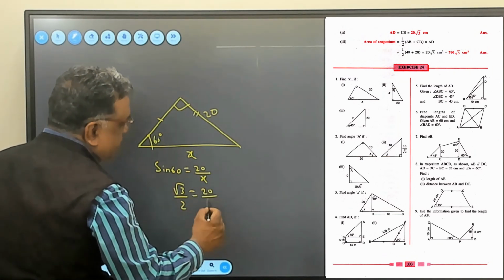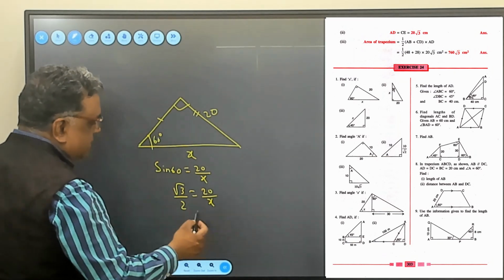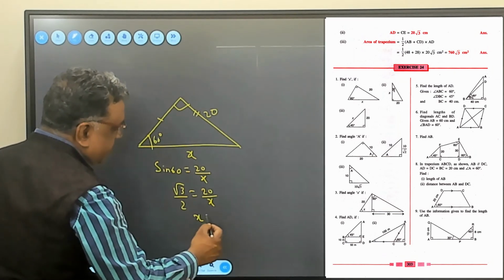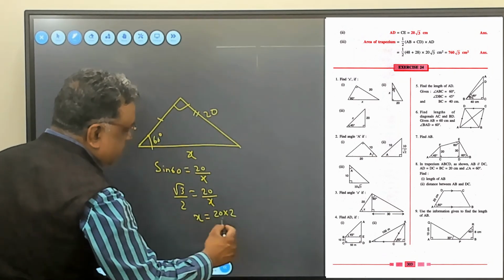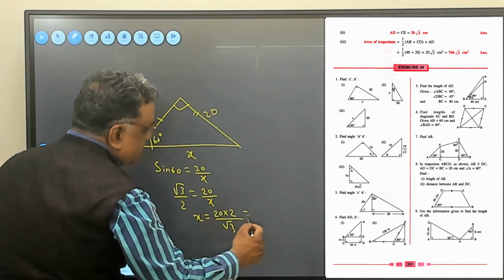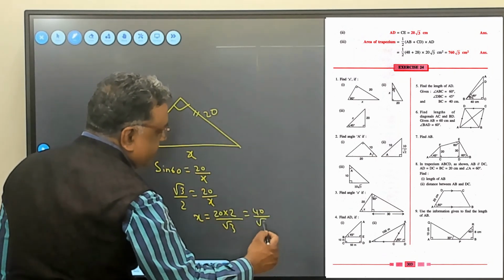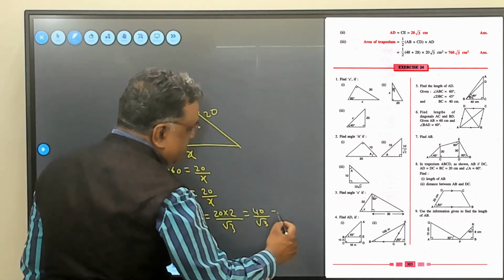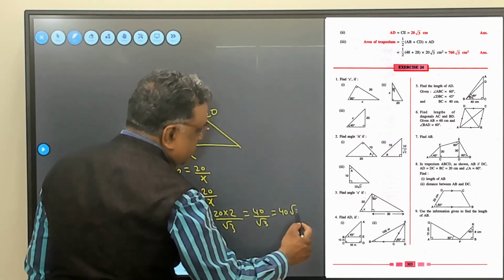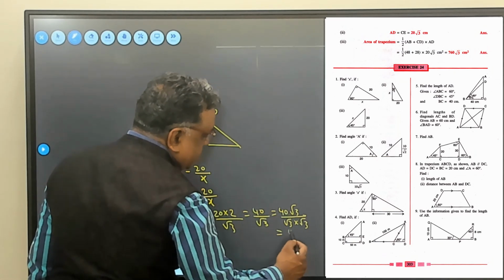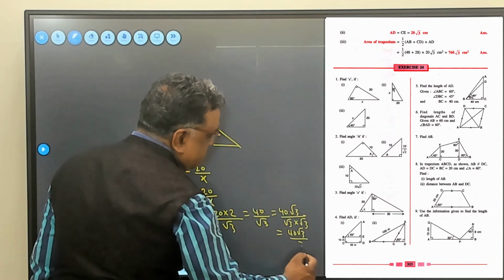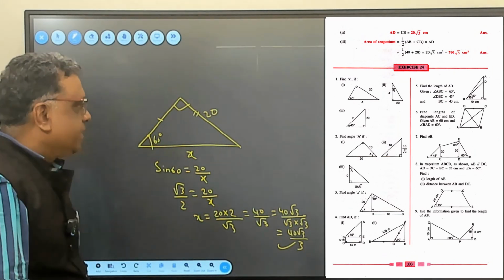So 20 upon x. If I have to find x, I'll take x on that side and 2 on this side and √3 down. So this will become 40 upon √3. To simplify this, I will rationalize the denominator. That is 40√3 upon 3, which should be the answer. Okay.